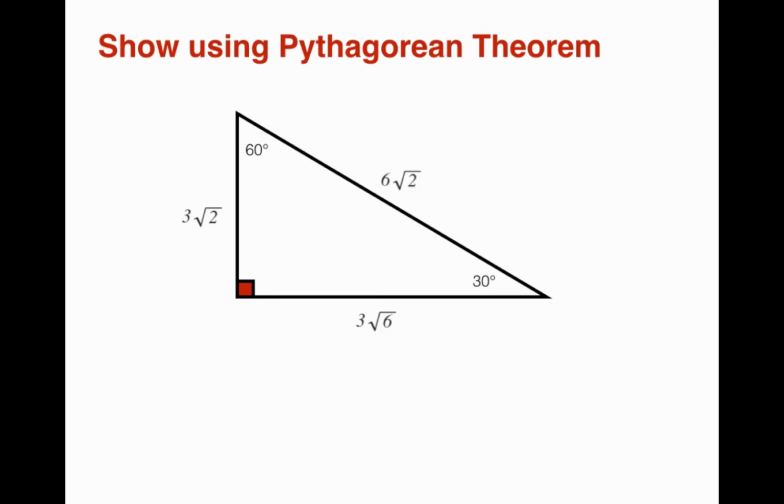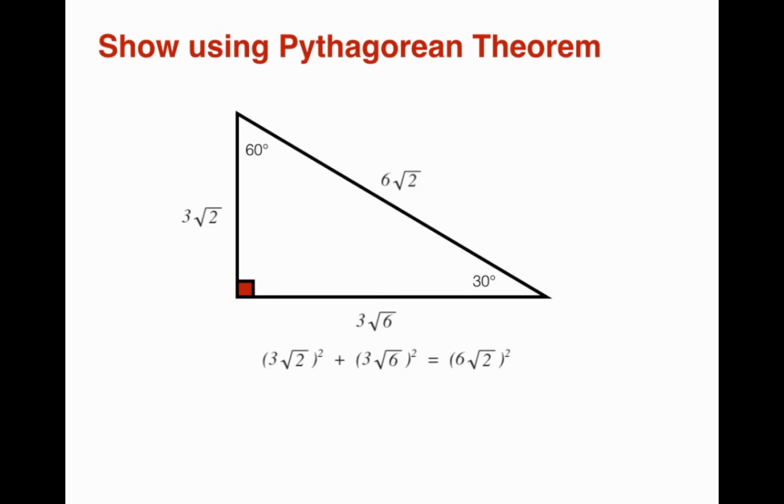Do these three numbers obey the Pythagorean theorem? Well, they should. It's a right triangle, and all right triangles must obey the Pythagorean theorem. That's a fact. So let's try it. 3 square roots of 2 squared plus 3 square roots of 6 squared equals 6 square roots of 2 squared.